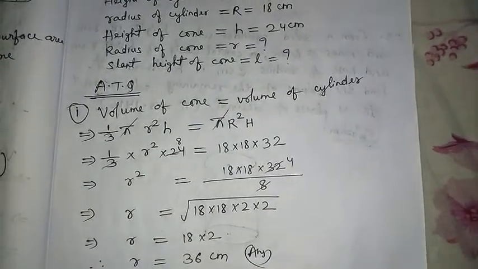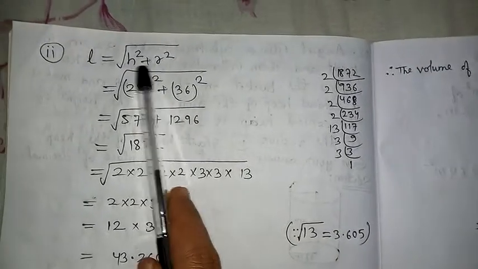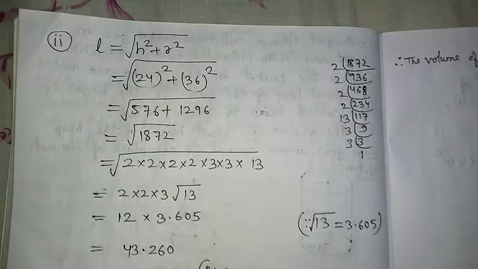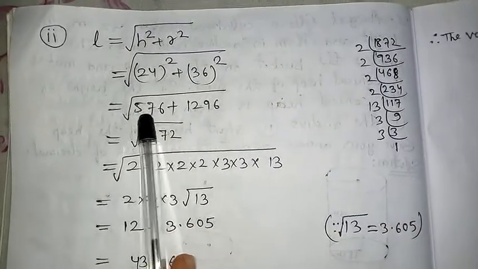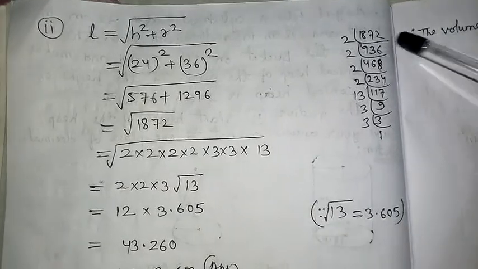Now we have to find the slant height. Very easy now, children. The slant height formula is so easy. It is root over h square plus r square. H is given, it is 24 square, and just now we got r as 36. Just now here you see. So that 36 I am putting here, and after squaring, this is the respective value, and addition we got this.